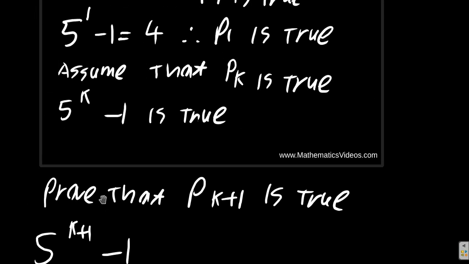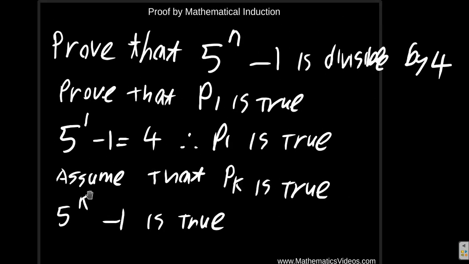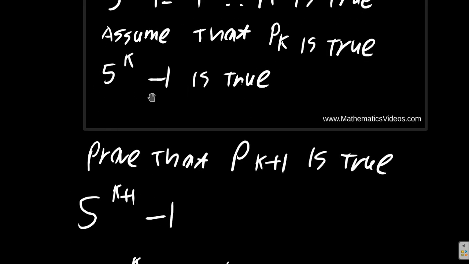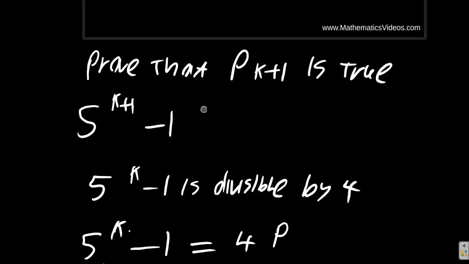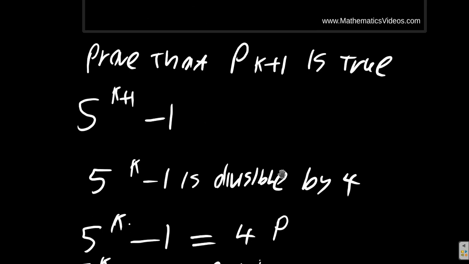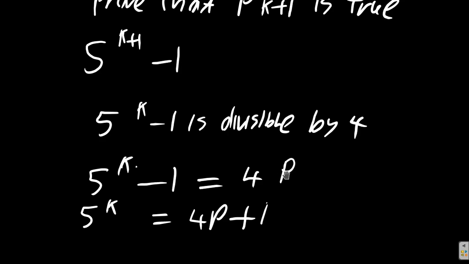So if we change n to k, then k to k plus 1, we say 5 to the k plus 1 minus 1 is true. Then we argue that if 5 to the k minus 1 is divisible by 4, then it means that 5 to the k minus 1 is equal to some number that is divisible by 4. Now, whatever the number is, let's say p, 4p. It can be 4 times anything, 4 times an integer is divisible by 4. So in this case, 5 to the k minus 1 is equal to 4p. We make 5 to the k the subject of the formula. So 5 to the k is equal to 4p plus 1.